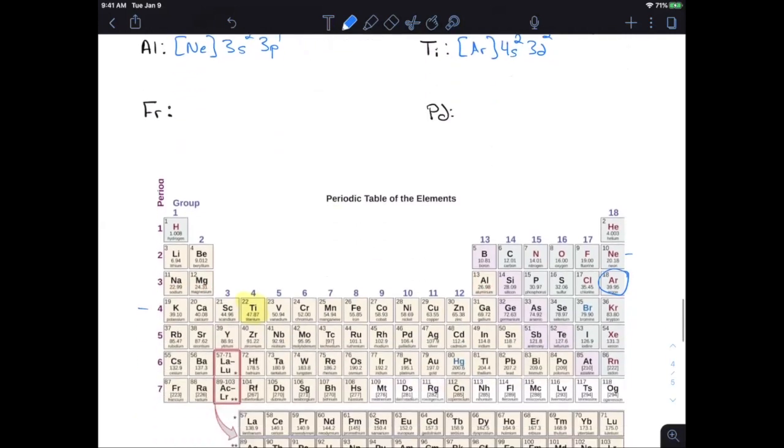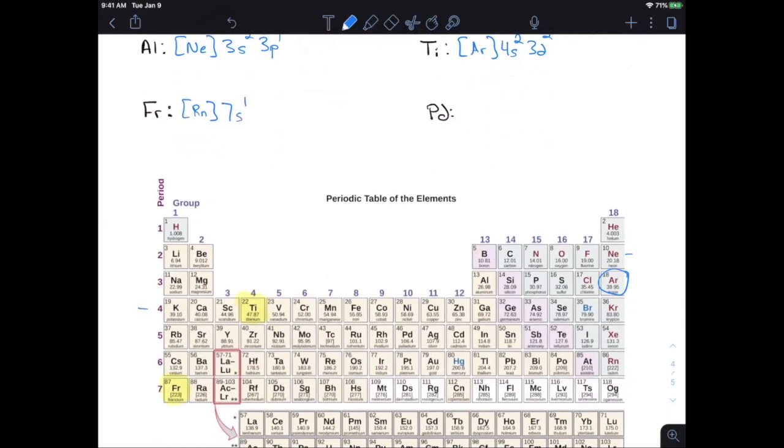Next is francium. So if we look for francium on the periodic table, it turns out to be way down here. And so if we look at francium, this is where the noble gas really saves us. So our noble gas is radon. So we can say radon in brackets, and then 7s1.